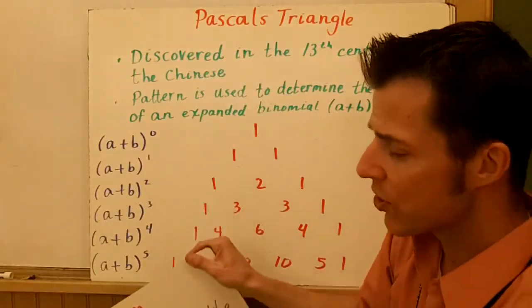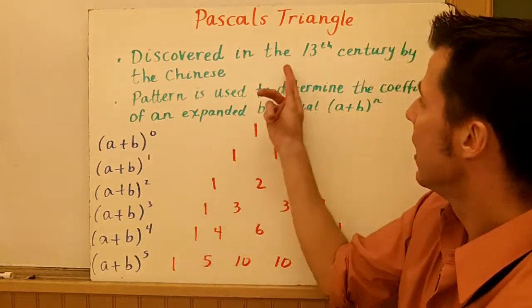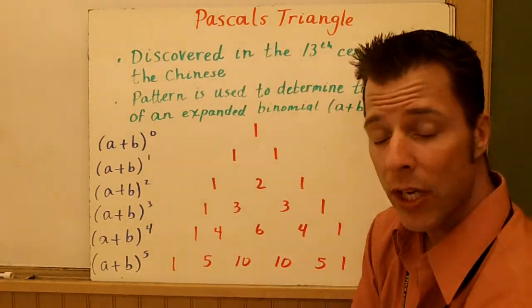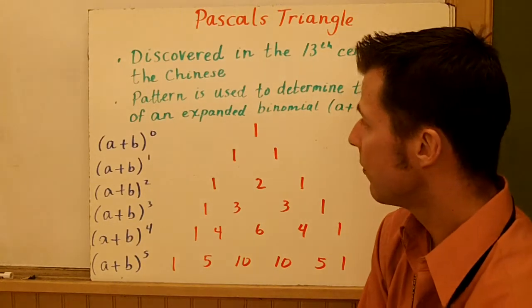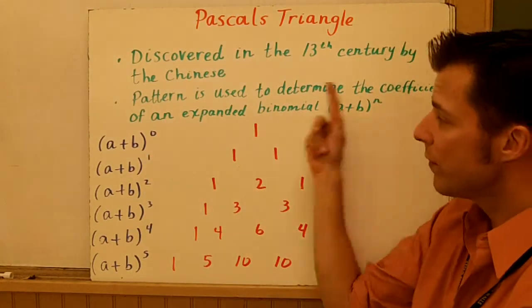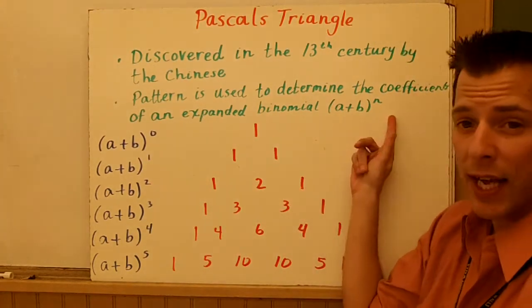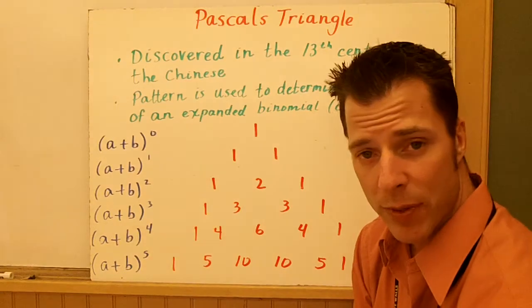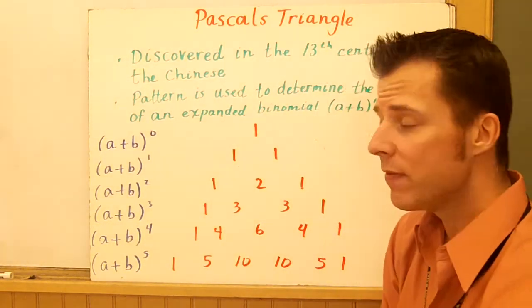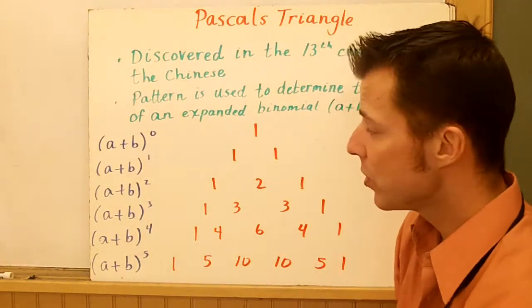So the first thing we need to talk about is Pascal's Triangle. Okay, it was discovered by the Chinese in the 1300s and later renamed for Pascal himself. What it is, is a pattern that's used to determine the coefficients of the expanded binomial (a plus b) to the n. The coefficients are the numbers being multiplied to the a and the b value, or a number just being multiplied to any variable. That's what a coefficient is.